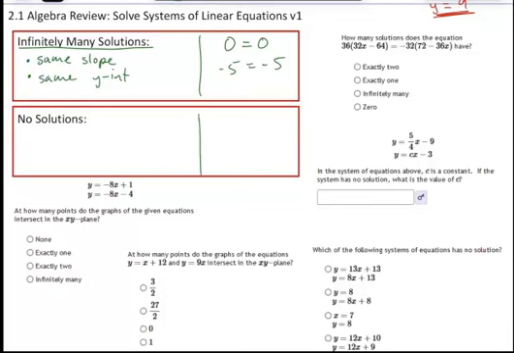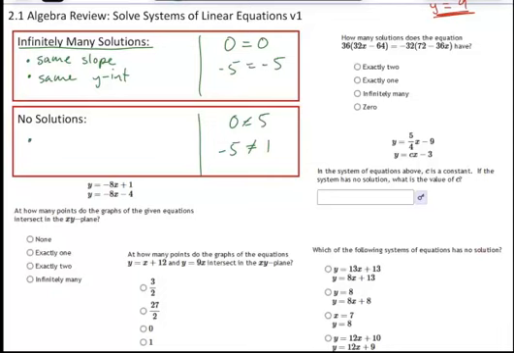Now, if you have variables that cancel and you get a statement that is inconsistent, so you get something like this, where 0 is equal to 5, that doesn't work. That's not a true statement. If you have -5 is equal to 1, again, not a true statement. So if all of the variables cancel out and the constants on each side are different, then you're going to have something that's referred to as no solutions.